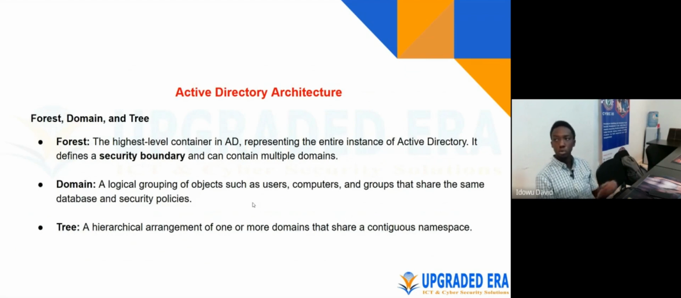Now, we'll move to the architecture of an Active Directory. In respect to architecture, an Active Directory has three major things. One is called a forest. A forest is the highest level container in an Active Directory. It represents the entire instance of an Active Directory. It defines a security boundary and can contain multiple domains.